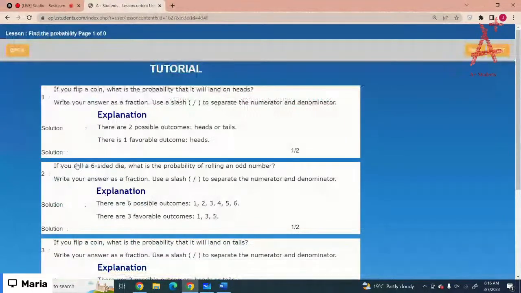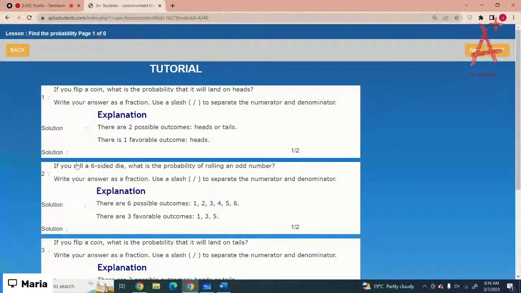If you flip a coin, what is the probability that it will land on heads? Whenever you flip the coin, you have just two outcomes. Either it will land on head or it will land on tail. So the probability of getting the favorable outcome, head, is 1. Got it? And that means the probability of head is 1 over 2.